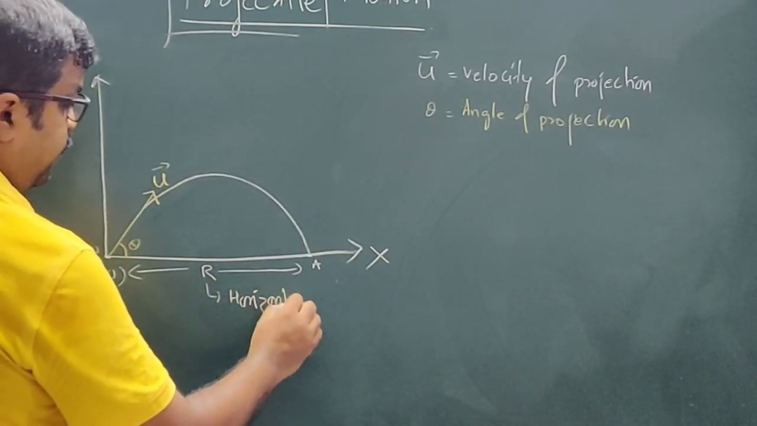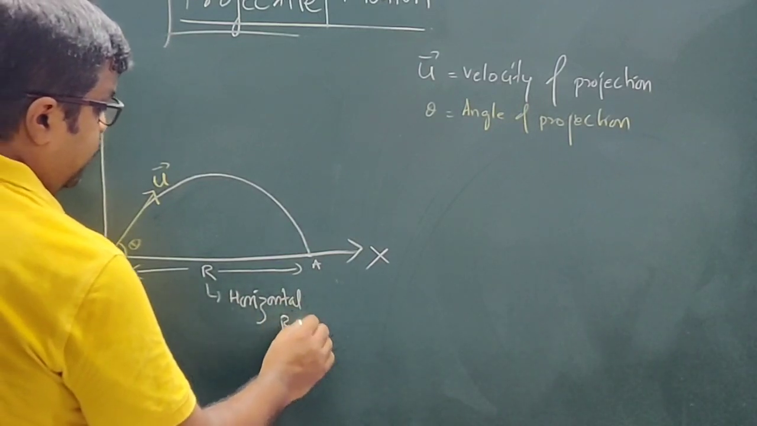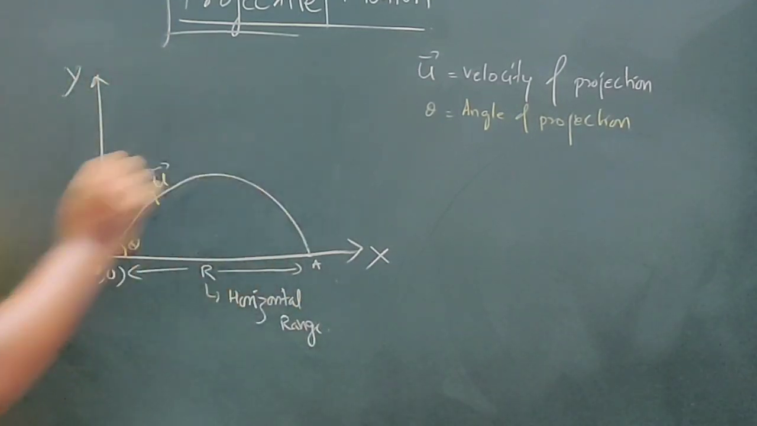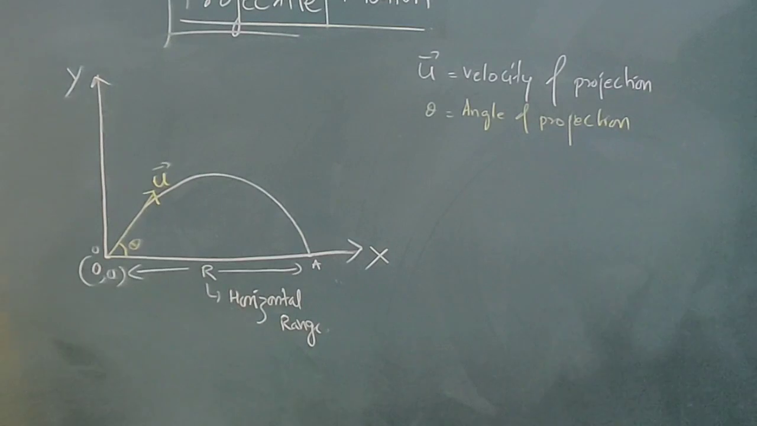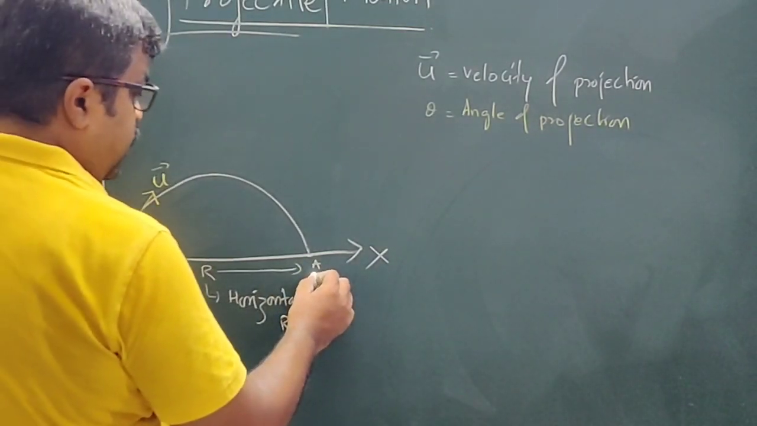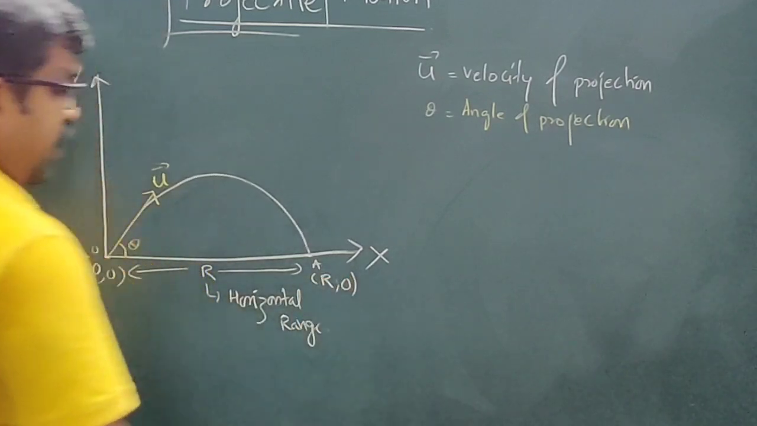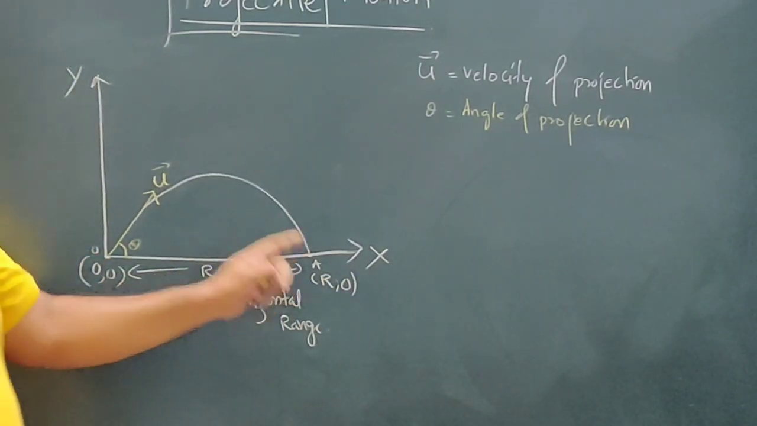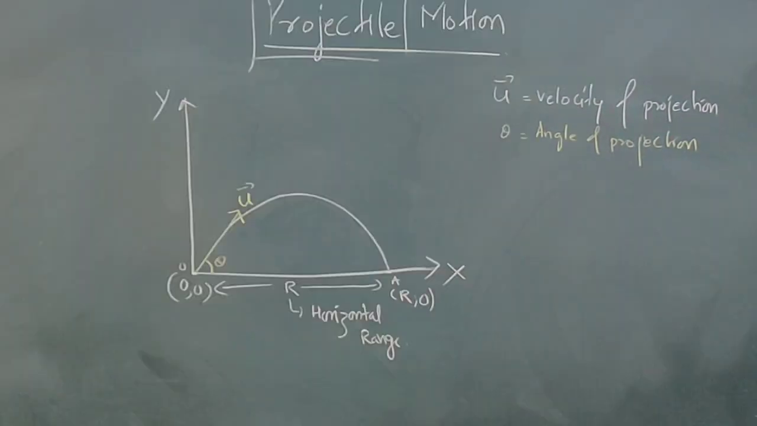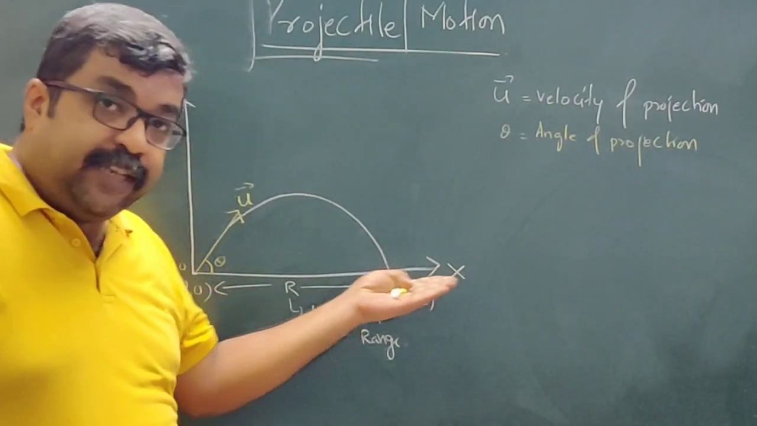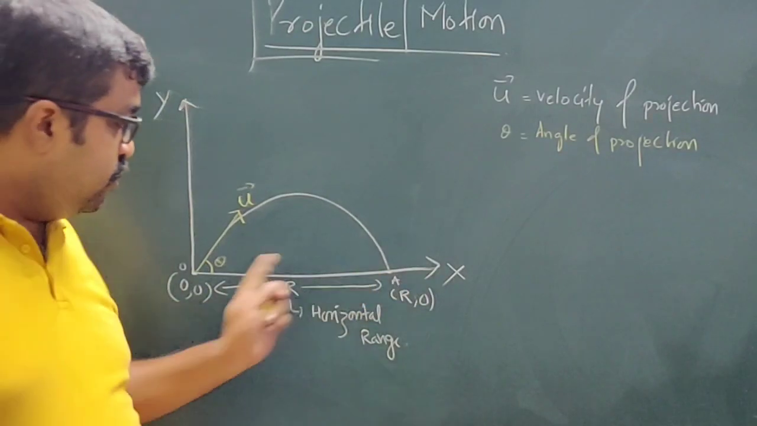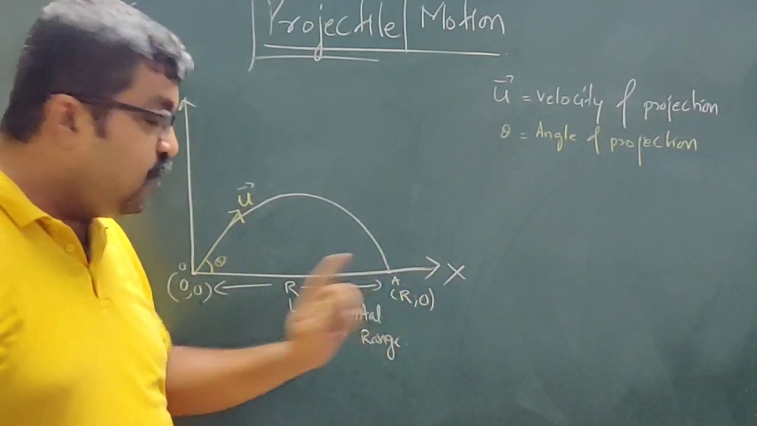So we will call this R the horizontal range. That is the distance travelled along the horizontal direction. So the coordinate of A will obviously be R, 0. The y coordinate will be 0. Correct? So at any point along this x-axis, the y coordinate will be 0. So this distance is R, so this will be R, 0.